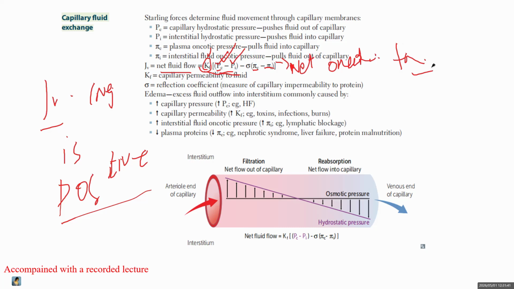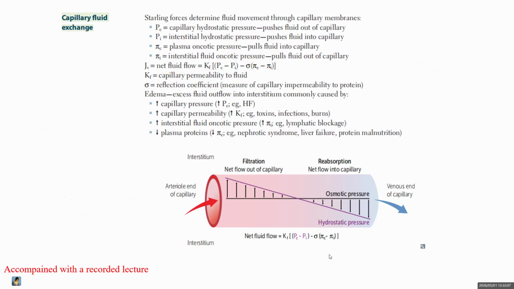So since the plasma oncotic pressure pulls fluid into the capillary and the interstitial oncotic pressure pulls the fluid out, this difference represents the opposing oncotic effect. And this is known as the reflection coefficient that you're looking at over here. This also tells us how permeable the capillary is to proteins. So that is the whole explanation about this net fluid flow. It simply tells you how permeable the capillary is to the proteins, the reflection coefficient specifically. That's why they have mentioned it over here.